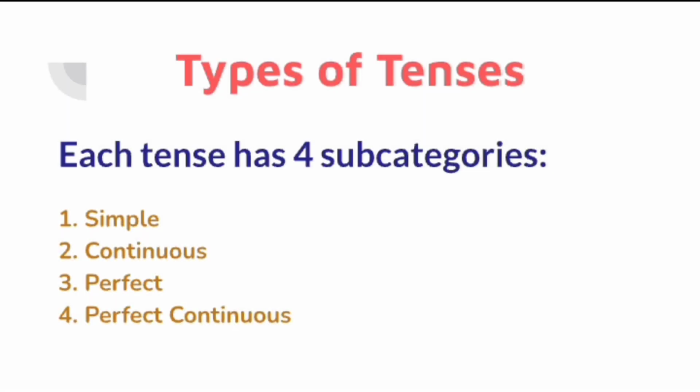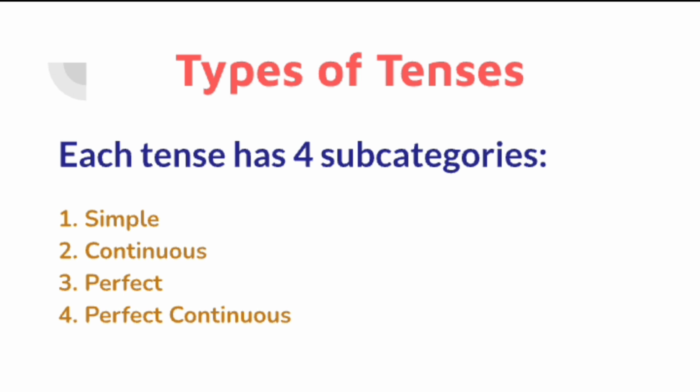Every tense in English has four forms, each serving a unique purpose. Number 1, simple, describes basic actions. Number 2, continuous, highlights actions that are ongoing or in progress. Number 3, perfect, focuses on actions that are already completed. Number 4, perfect continuous, captures actions that occurred over a period of time and may still be relevant.